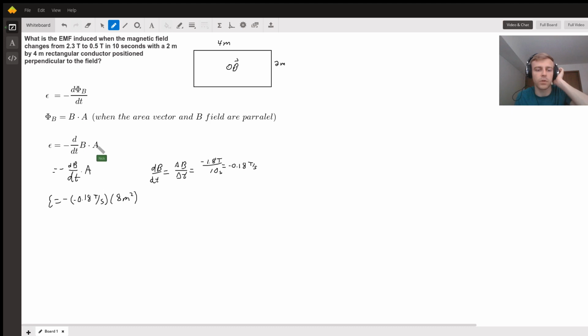So with these problems, usually this is going to be perpendicular. If not, you have to use a cosine function. So you could do B times A times cosine. In this case, they're perpendicular though, so we don't have to worry about that.